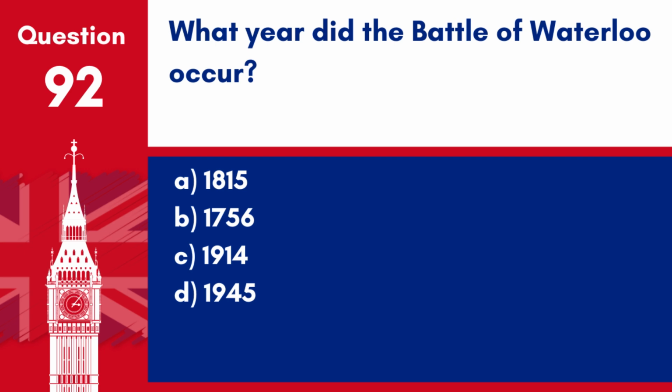Question 92. What year did the Battle of Waterloo occur? A. 1815. B. 1756. C. 1914. D. 1945. Answer: A. 1815. The Battle of Waterloo, which marked the definitive end to Napoleon Bonaparte's rule, took place in 1815.